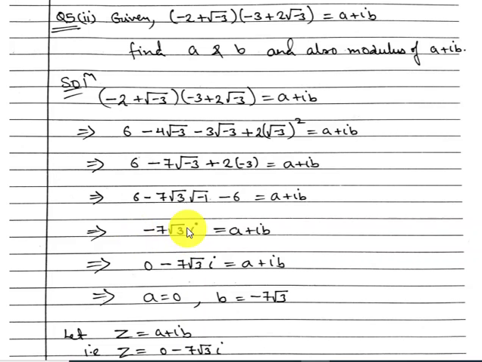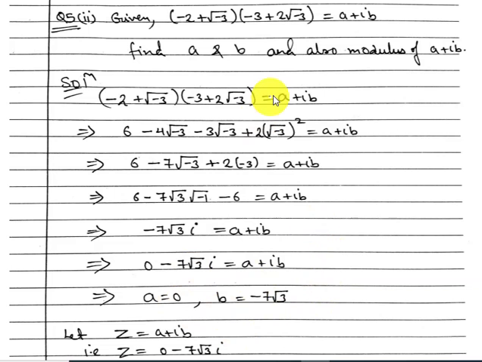So here you can see that you have got something in I, but here we don't have anything in the real part. This is the imaginary part. In the real part we don't have anything. That means we can put 0 over there. So in the next step this can be written as 0 minus 7 square root of 3 into I equal to a plus ib. Now we'll compare the left hand side with the right hand side. So a will be equal to 0 and b will be equal to minus 7 into square root of 3. So that's how we get a and b.